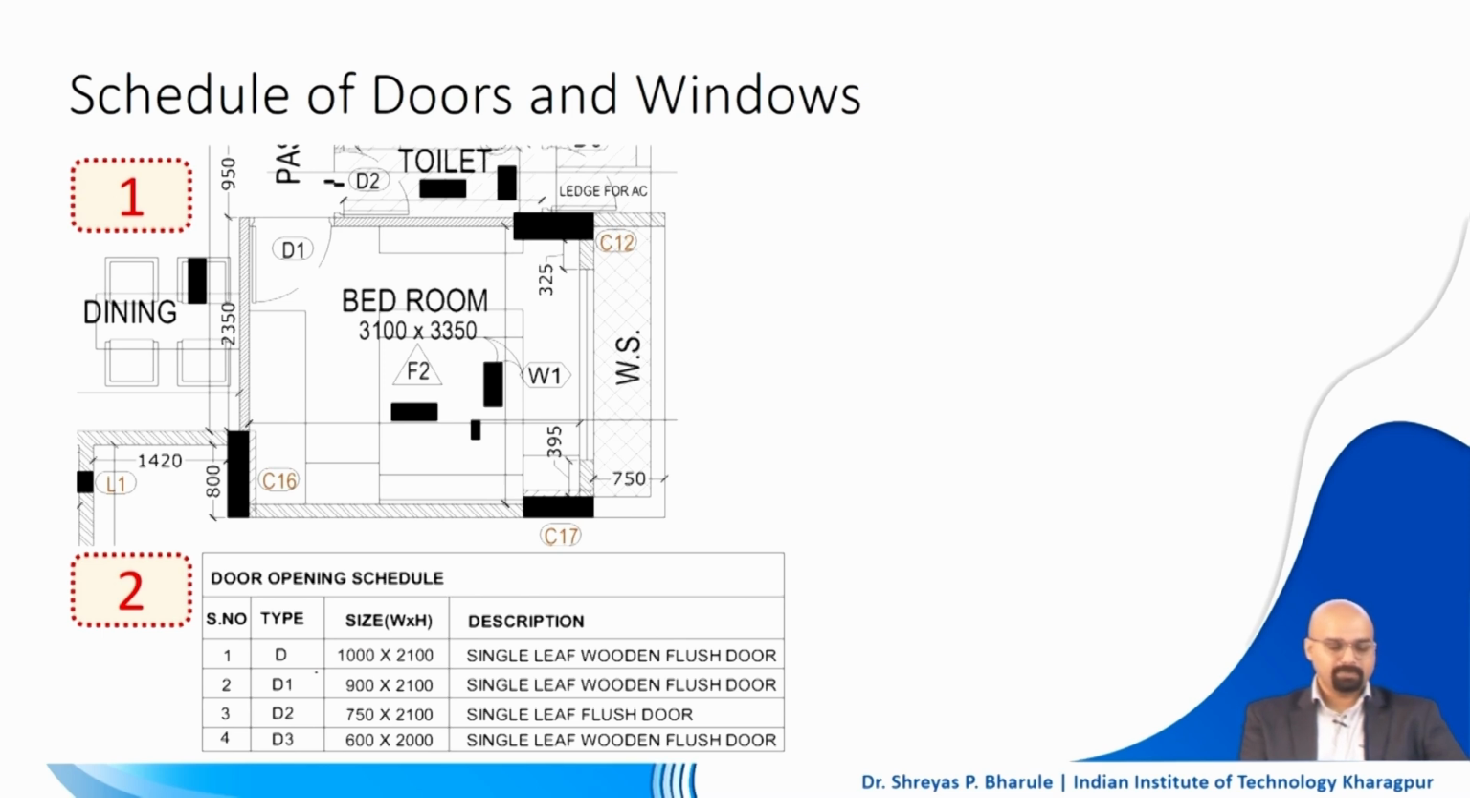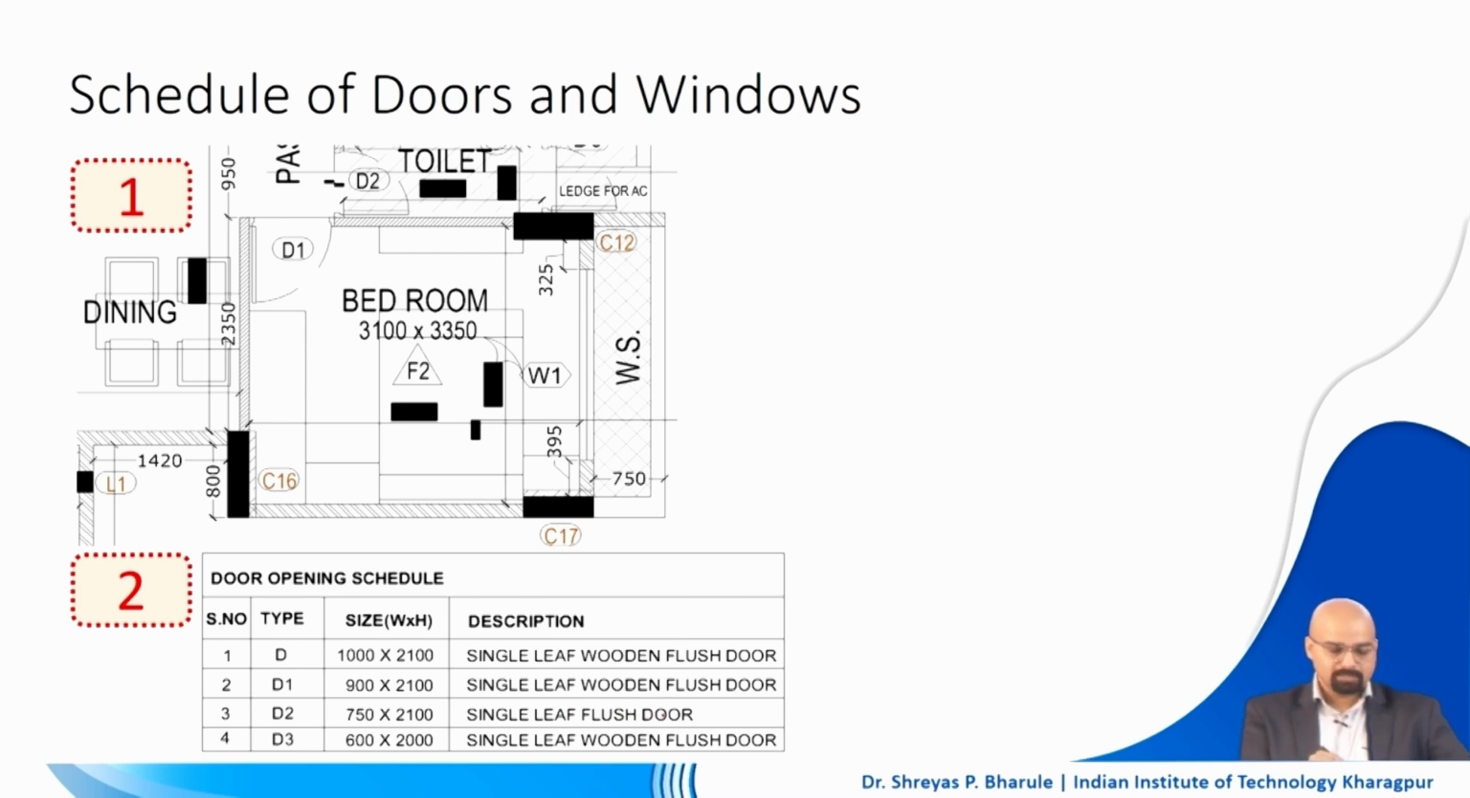So, there is D, D1, D2, D3, all of these have different dimensions, and all of these also have more or less different descriptions, or a different type of door according to the size and the description. Maybe the material is the same, that is not being mentioned here, right. All we have is wooden mentioned, but in D2 we do not have wooden mentioned, we just have it as flush door.